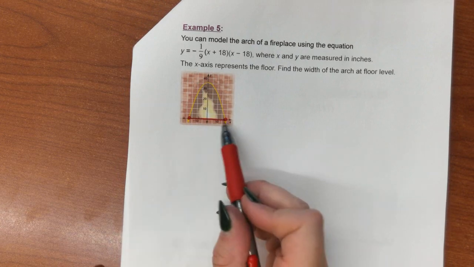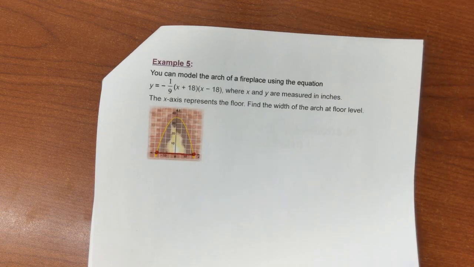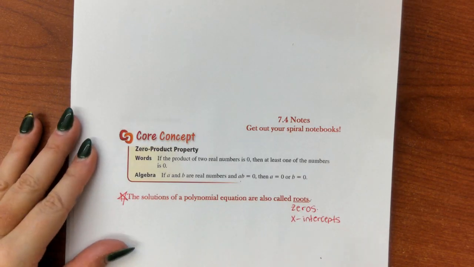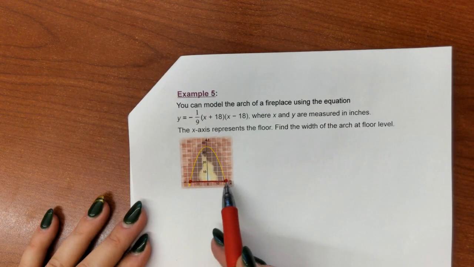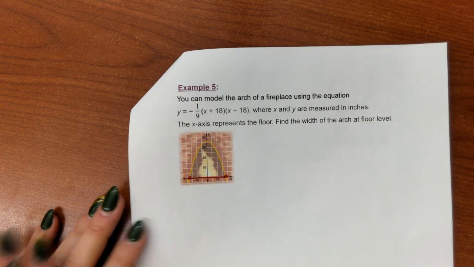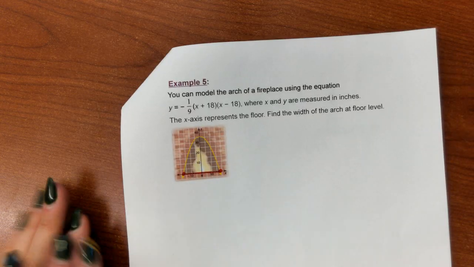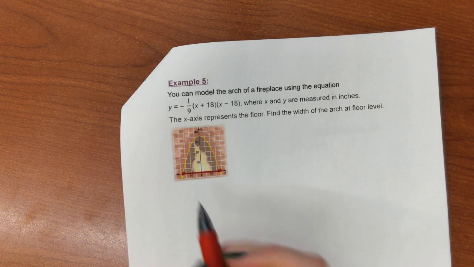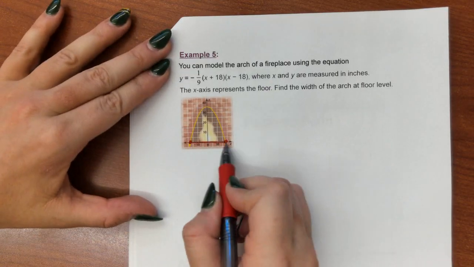Well, looking at this point and this point, those are on the x-axis. Going back to the very beginning of our notes, solutions to polynomial equations are known as x-intercepts. Where the graph crosses the x-axis is where the x-intercepts are. So if I can find these two x-intercepts, then I will be able to figure out the distance between them, therefore figuring out this width of the arch.